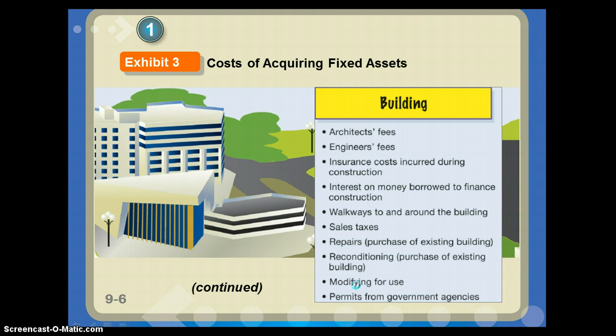Some costs that are associated with acquiring fixed assets have to be included in the cost of the asset, because without doing these, we would not have it. So if we have a building, we might have things like architects and engineers' fees. Without paying the architect or the engineer, we have no building, so it's part of the cost of the building. Insurance costs occur during construction. Without those, we would not have the building. If you look down, all of these items we had to pay for in order to have the building, so they are part of the cost of acquiring that fixed asset.